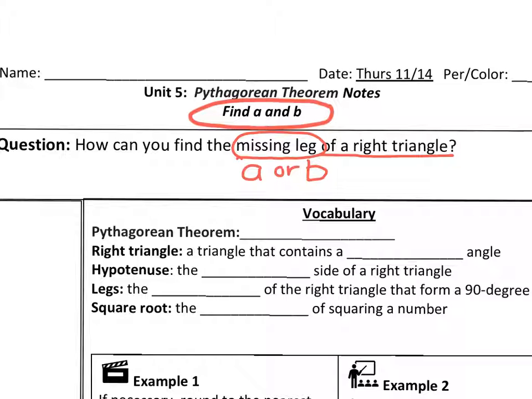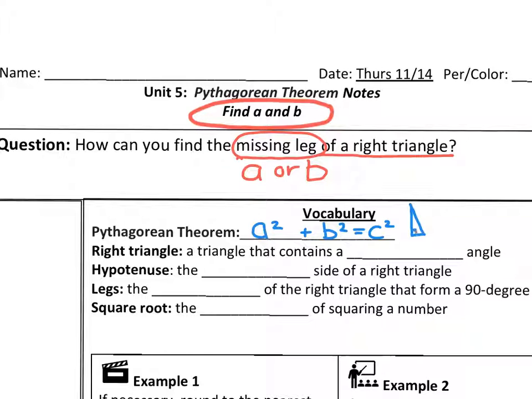As I write and circle, make sure you are doing the same thing on your paper. So let's just review our vocabulary very quickly so that as we write, we make sure that we have the correct terminology. The Pythagorean theorem, we've been talking about that, is a squared plus b squared equals c squared. Let's draw ourselves a little picture of a right triangle.